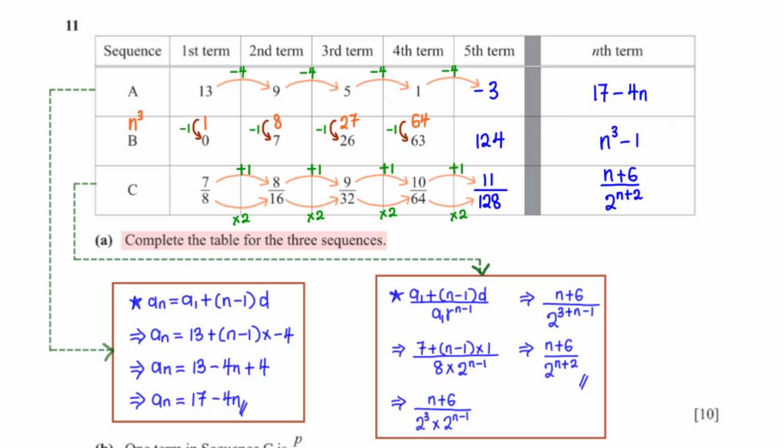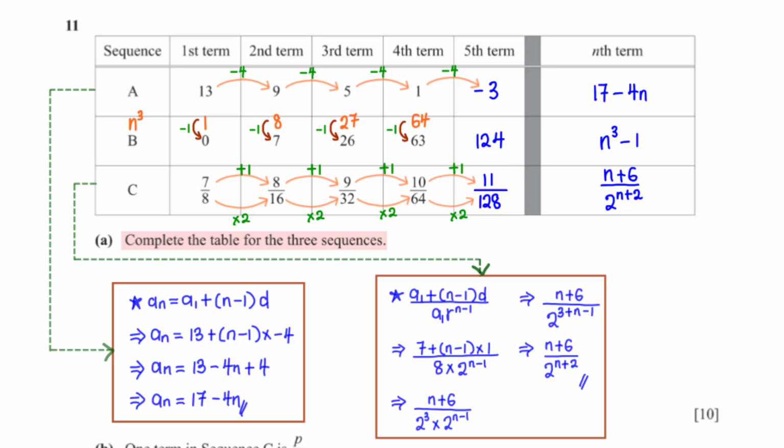For sequence C, the numerators have a common difference of 1 and the denominators have a common ratio of 2. And so to get the numerator for the fifth term, we add 1 to 10, which gives us 11. And for the denominator, we multiply 64 by 2, giving us 128.